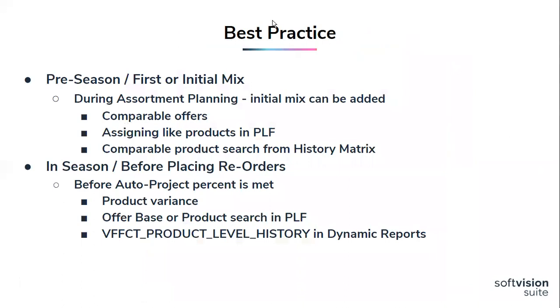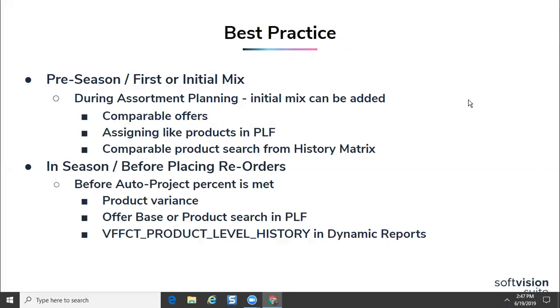So best practices, what we will recommend when working with clients is when we are pre-season or you're building your assortment and need to determine that initial mix, there are multiple places that you can get that initial mix to help you if you don't have information on what you want to use for that color wave. So one, you can pull mix from a comparable offer. That comparable offer can pull in history from actuals.